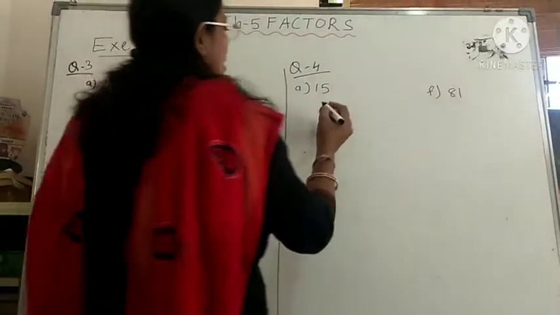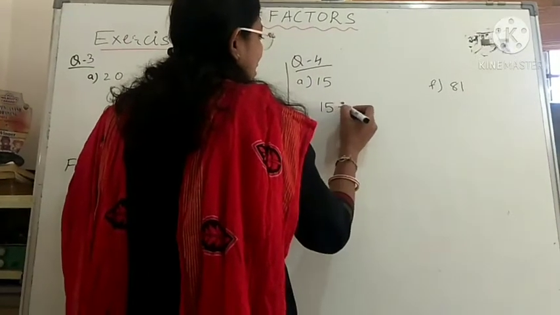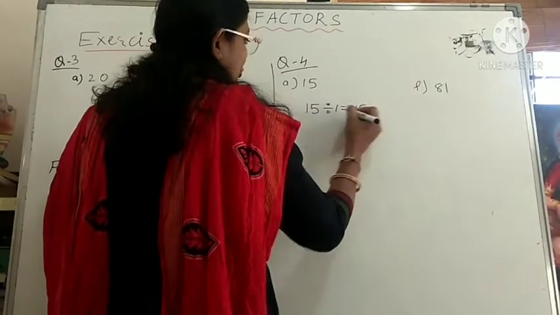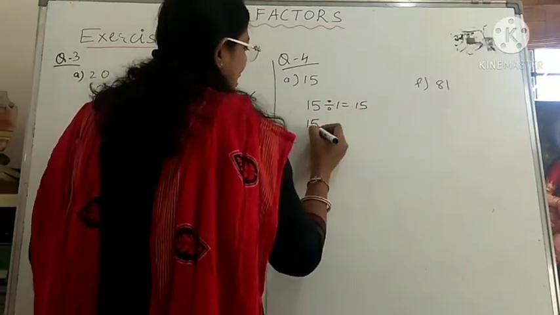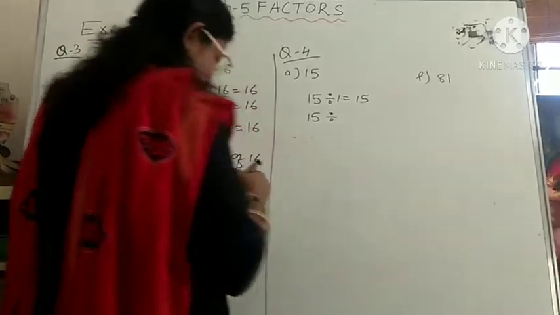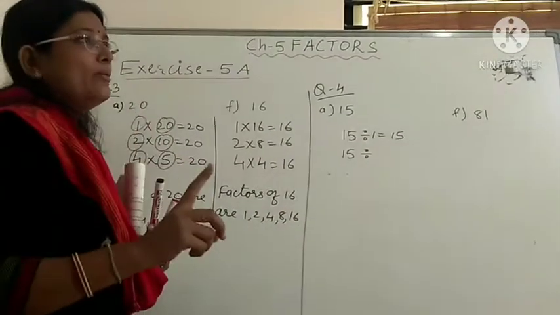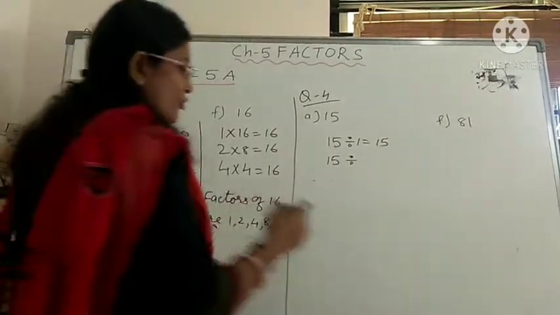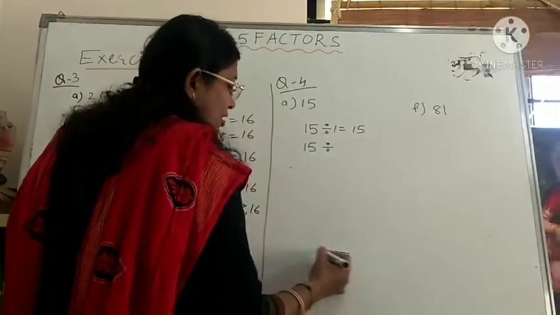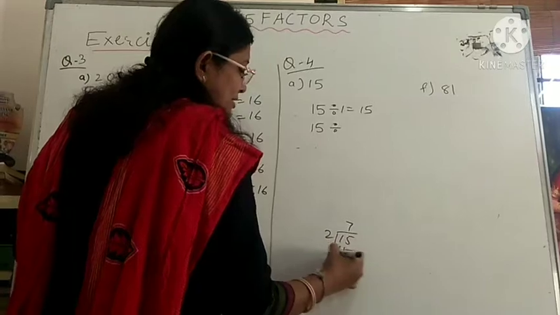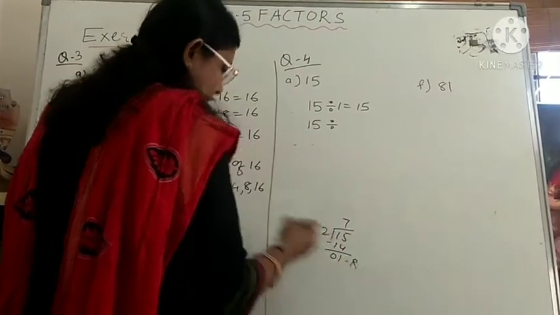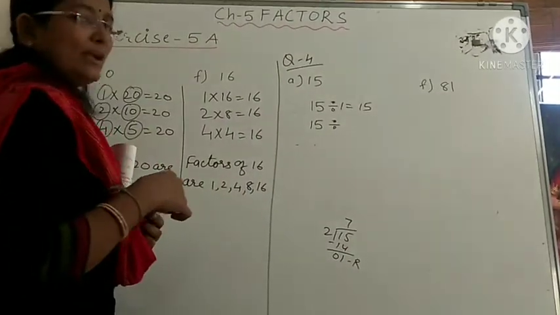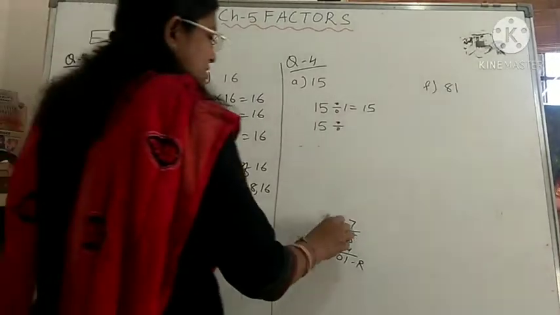So here I will write 15 divided by 1 is equal to 15. Now 15 divided by 2 is not possible because 15 does not come in the 2's table. So a remainder will remain there. If you want, you can try in rough: 2 7s are 14, subtract, and 1 will come as a remainder. Wherever a remainder is remaining, that will not come here. So it is not possible.